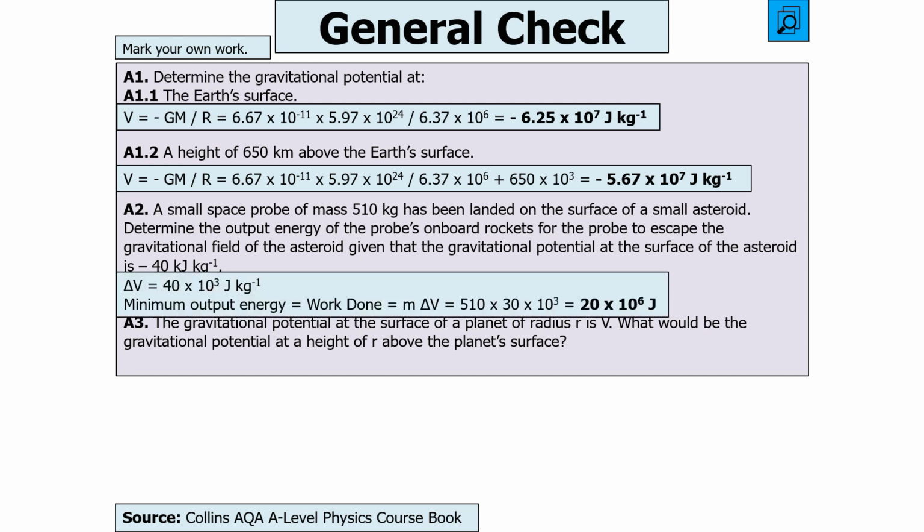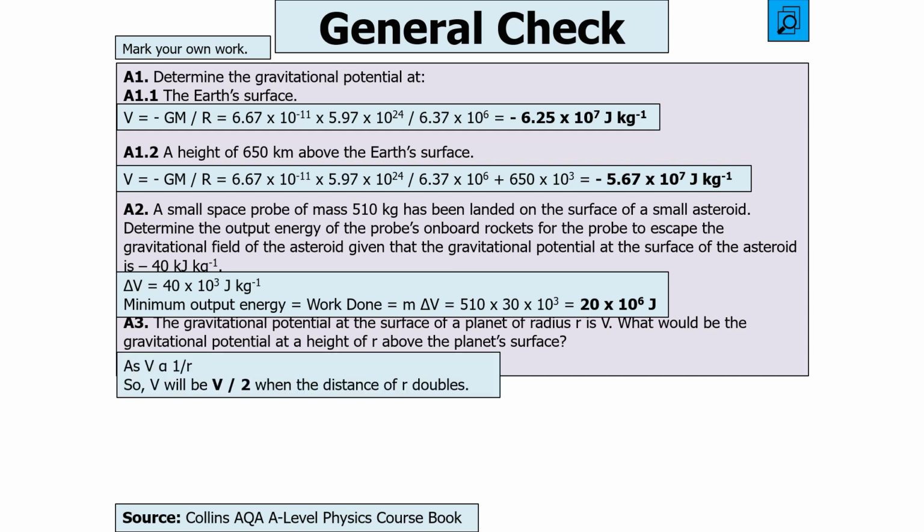This next one, we've got to remember that here the change in gravitational potential is going to have to be 40 times 10 to the 3 joules per kilogram. Now work done is equal to mass times the change in potential. That again is another equation which you're given in the exam, but you've also got to be able to use. So the mass of the object that's being moved, not the mass of the object making the field. Remember, if it's small m, it's the mass of the object that's moving in the field. So it's 510 times 40 times 10 to the 3. So we get our answer out to be 20 times 10 to the 6 joules.